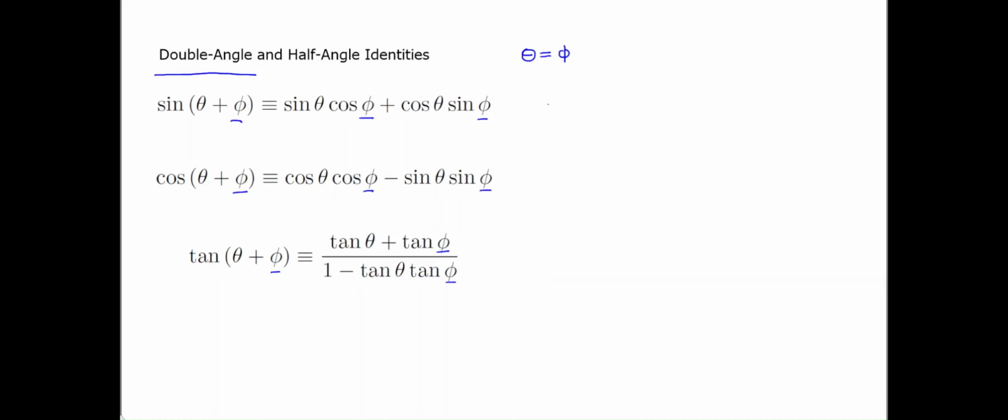So for instance, for the sine, we have sine of theta plus theta should be identical now to sine theta cosine theta plus cosine theta sine theta. Well, of course, this is just the same thing as sine 2 theta. Identical to, and then these two terms on the right hand side really are themselves identical, just with the factors written in opposite order. So 2 sine theta cosine theta.